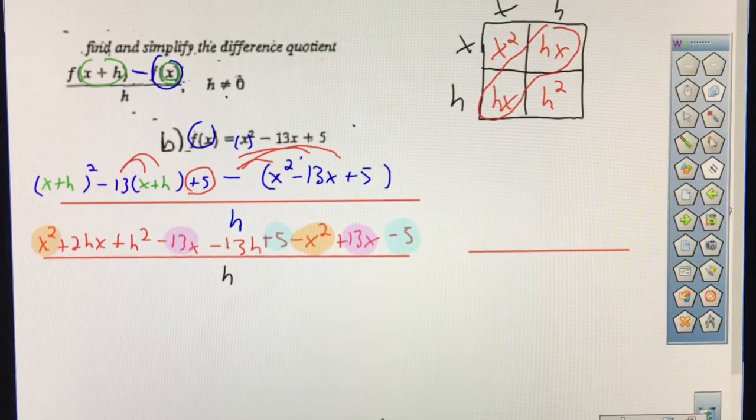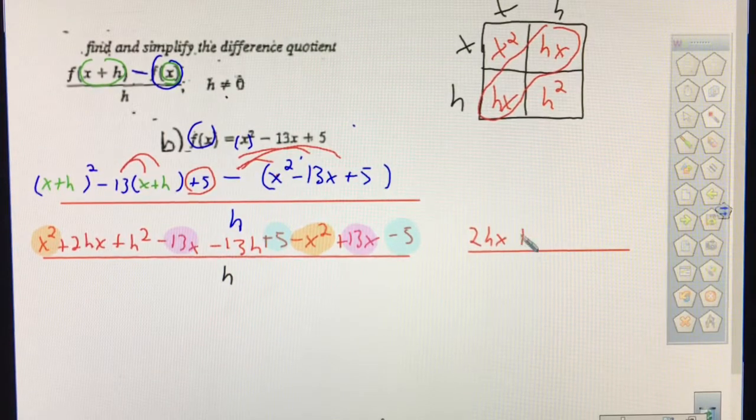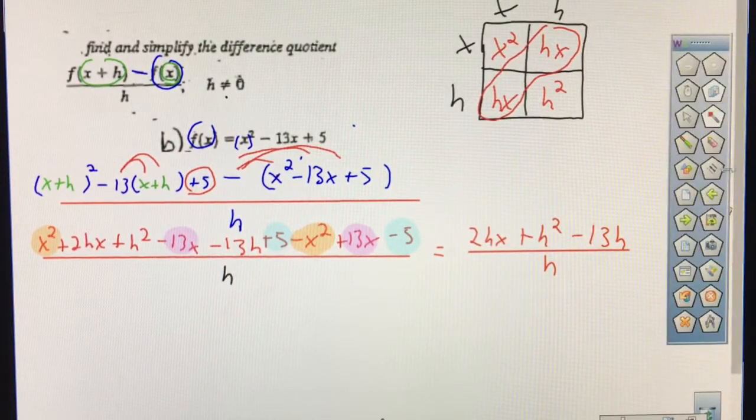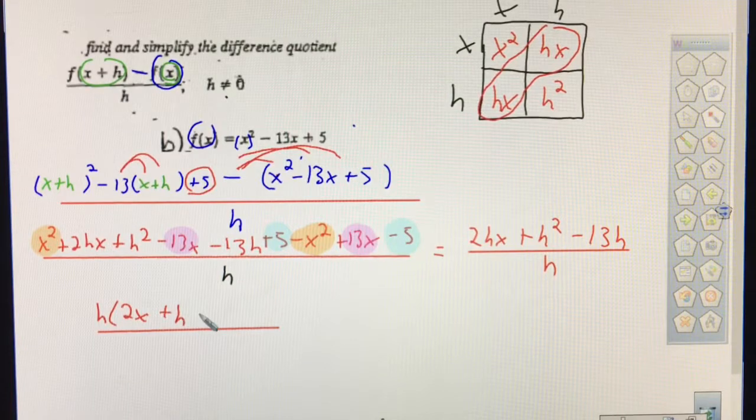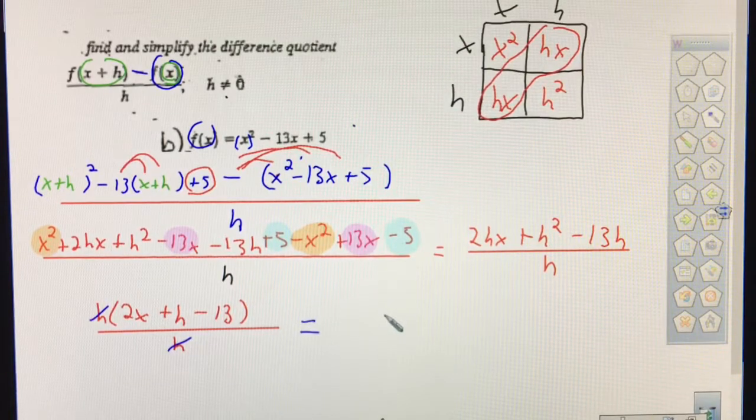So let's see what's left over after I do all those simplifications. I don't need such a big division bar anymore, do I? I have 2hx plus h squared minus 13h all over h. I call this muchos hachas, a lot of h's. Notice I can factor an h out of the top. So I'm going to do my big division bar. I'm going to factor an h out of the top. That's going to give me an h times 2x plus h minus 13. Notice if I were to distribute that h, I would get back to this. Notice the h's simplify. So my final answer for this difference quotient is going to be 2x plus h minus 13.